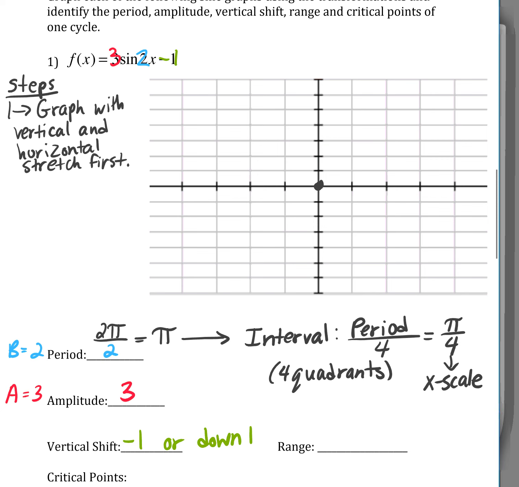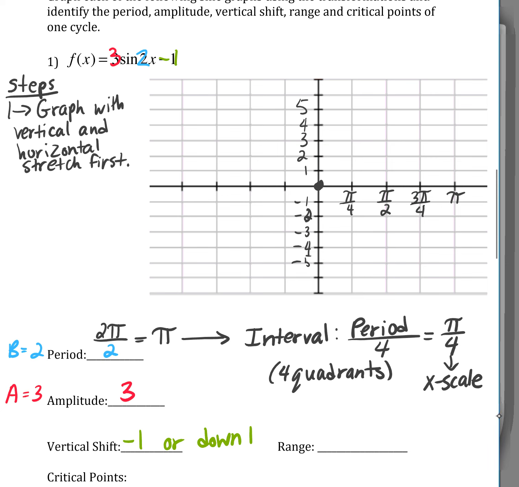Do this lightly in pencil. On our y scale, we want to go up to 3 and down to -3 for now. We might need to move more than that, so I'll label more because we are shifting it. And then for our x scale, we want to make our x scale go by pi over 4. 2 pi over 4 would be pi over 2. 3 pi over 4, and then 4 pi over 4 would be pi.